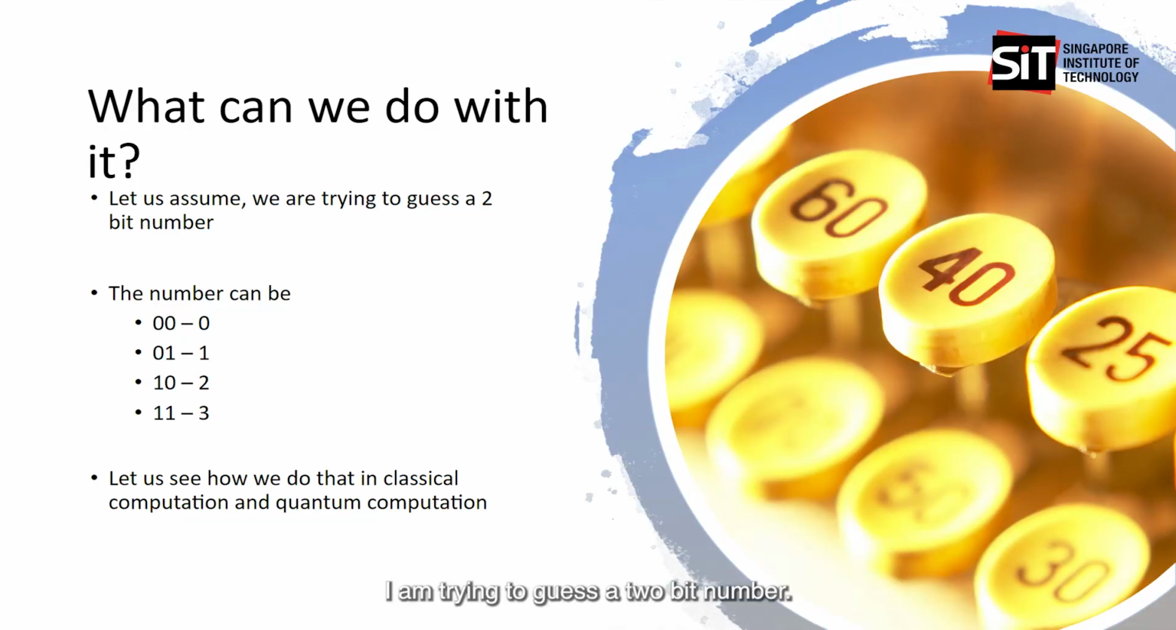Let us assume that I am trying to guess a 2-bit number. 0, 0 means 0. 0, 1 means 1. 1, 0 is 2. 1, 1 is 3. So imagine there are 0, 1, 2, 3, and the problem is to guess a number. I want to crack your password. Your password can be 0, 1, 2, or 3. If it is on your luggage bag, first I will try 0 and try to open it. It doesn't open. Then I try 1, 2, 3. That's how you try to guess, right?